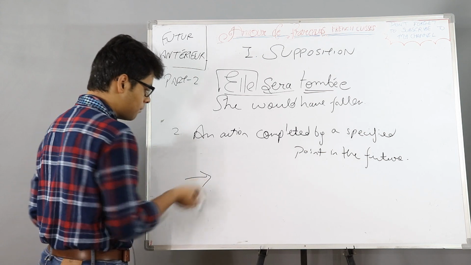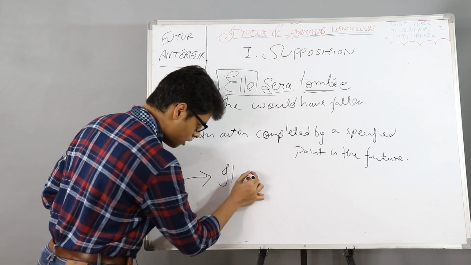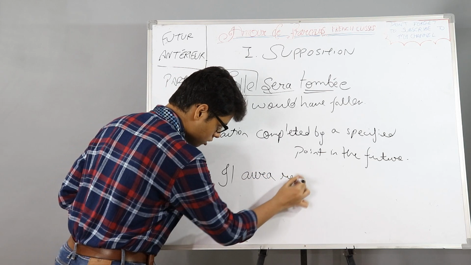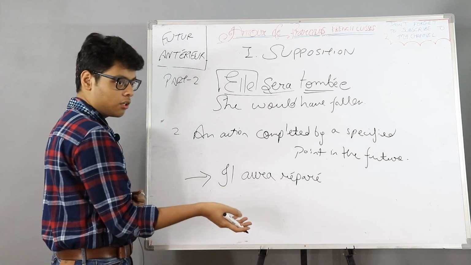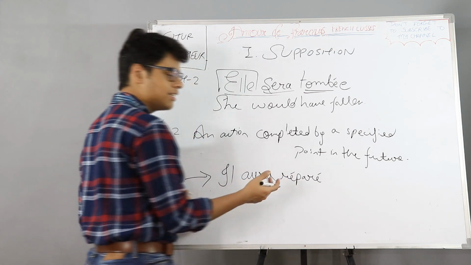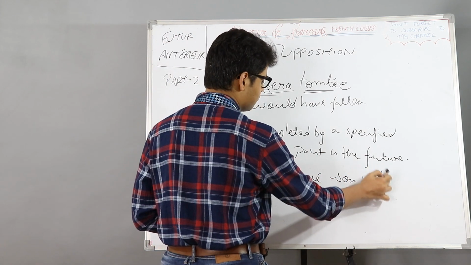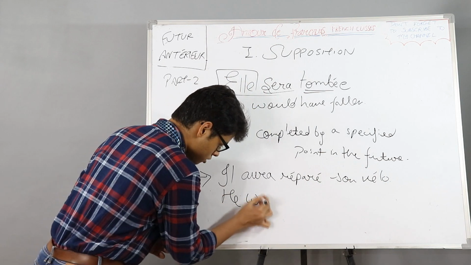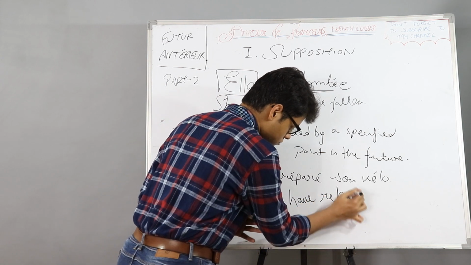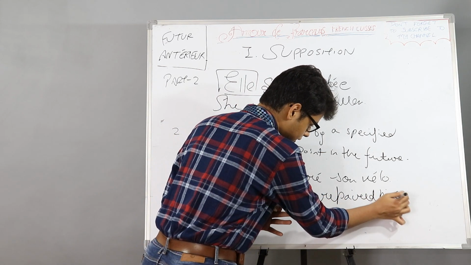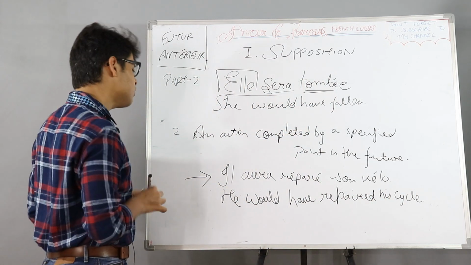If we take an example, this thing will become clearer. Il aura réparé. Réparer is the verb, to repair. The past participle is again réparé. Il aura réparé son vélo. He would have repaired his cycle. Il aura réparé son vélo. He would have repaired his cycle.